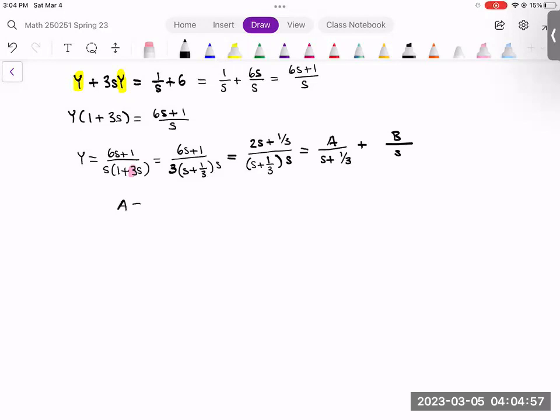So A, we're going to get by evaluating this expression when s equals -1/3. We're going to cover up this s plus a third piece, and then we're going to be evaluating 2s plus a third over s. So this gives us 2 times -1/3 plus a third over -1/3. -2/3 plus 1/3 gives us -1/3. Divided by -1/3 gives us 1.